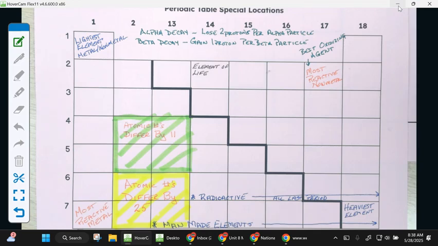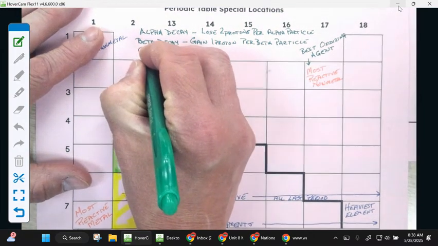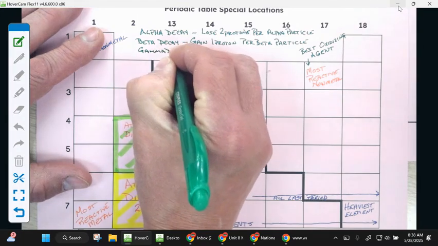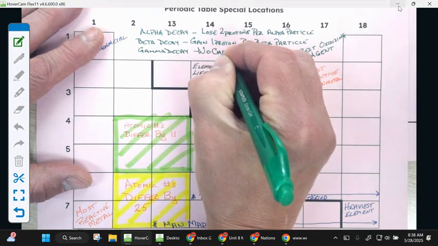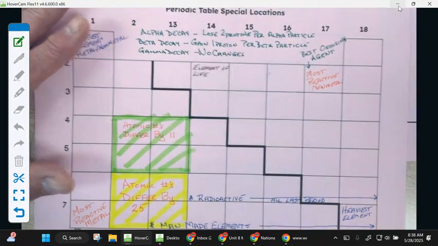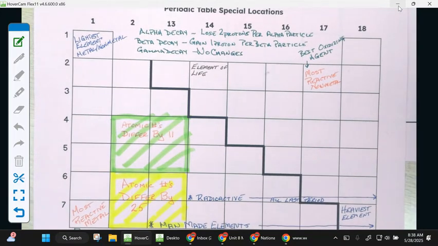Okay. There is a third type of decay which is called gamma. Gamma, nothing happens in the nucleus, so we don't need to worry about it. Gamma decay: there are no changes. The atom does not change. It stays exactly what it was. Okay? All right. Questions? Okay.